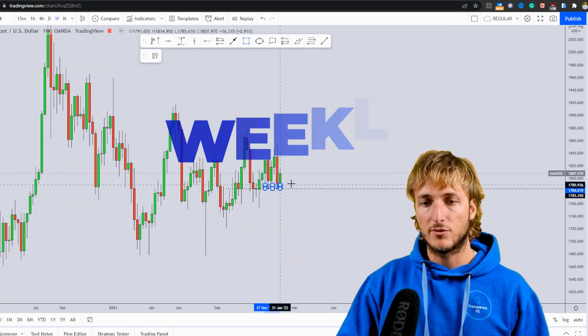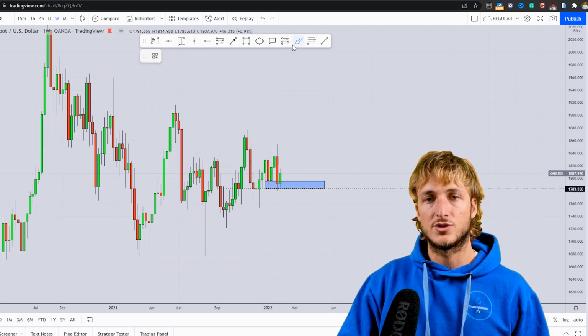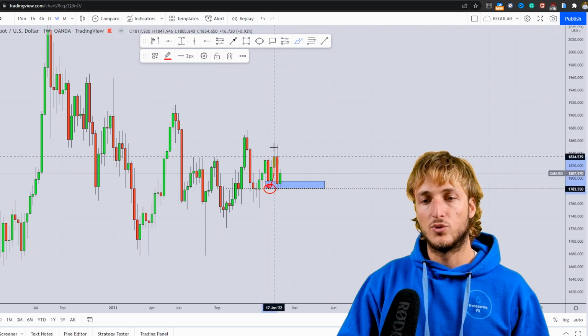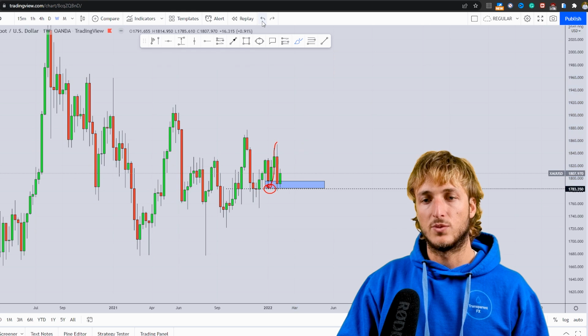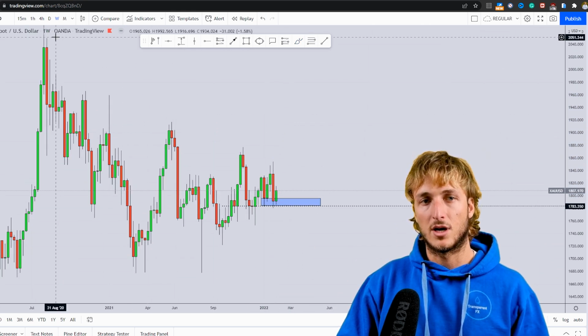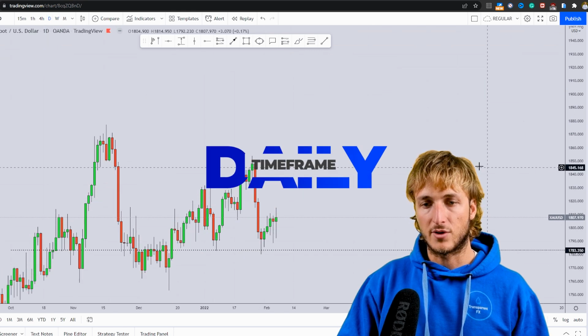Now here on the weekly time frame, we can see how we are testing very strong previous weekly support and demand, which is now again here support and demand. We can expect the market to reject it to the upside, possibly even creating a new weekly higher high. Dropping down on the daily time frame, what do we have?